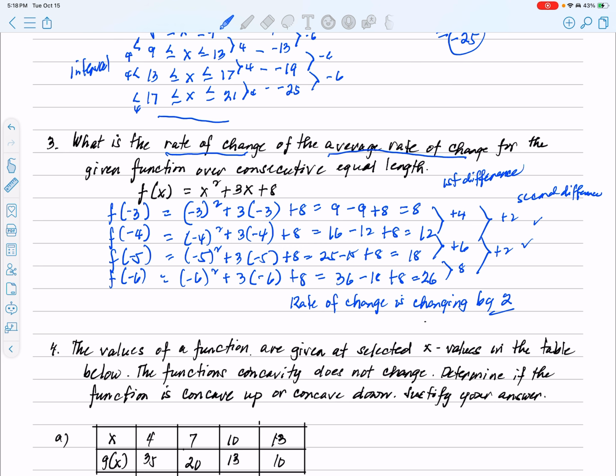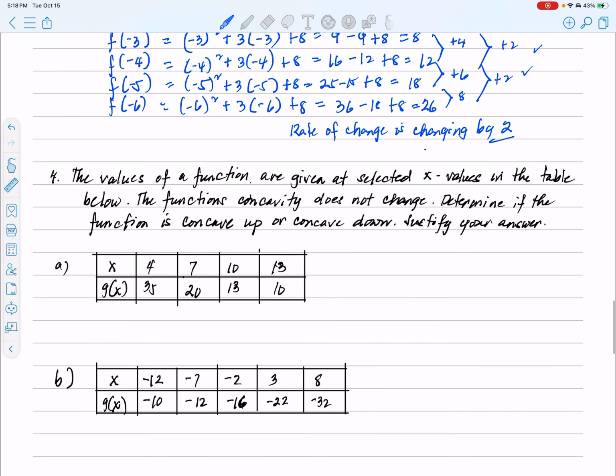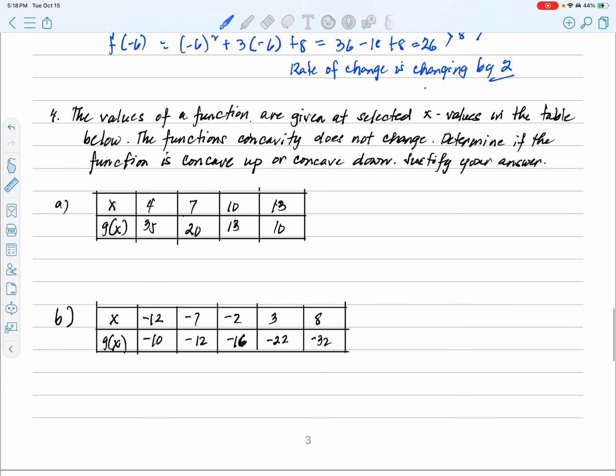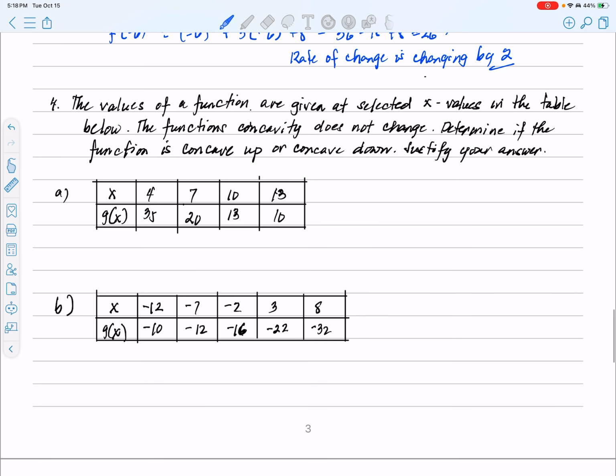Okay, let's do this. The values of a function are given at selected x values in the table below. So the function concavity does not change. Determine if the function is concave up or concave down and justify your answer. Okay. If you are given a table, first of all, look at your interval. 4 to 7, you have an interval of 3. 7 to 10, you have an interval of 3. 10 to 13, you have an interval of 3.